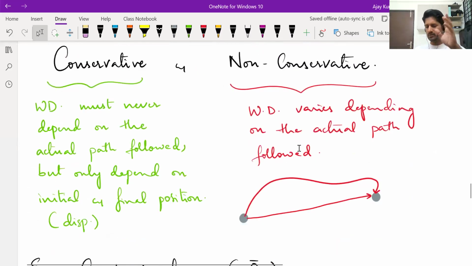After that, we talked about a classification of forces called conservative and non-conservative. Definition is very important. Work done by a conservative force must never depend on the path, not just in one case. You take any path, the work should never depend on the path. Then such a force is called a conservative force. Even if along one of the paths the work is different from the other paths, the force will be called non-conservative.